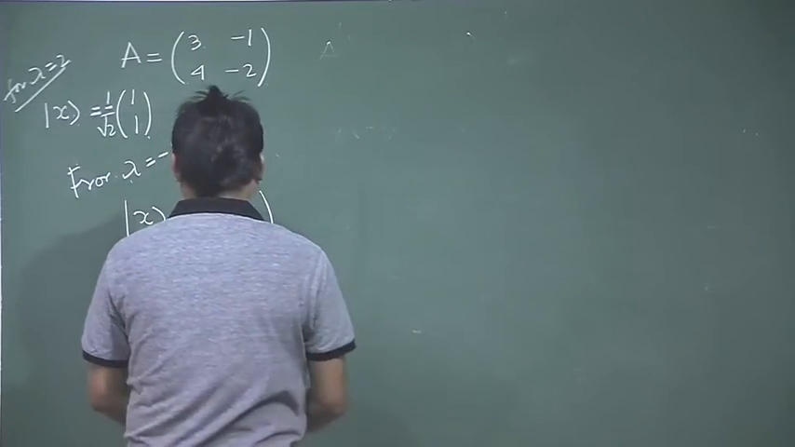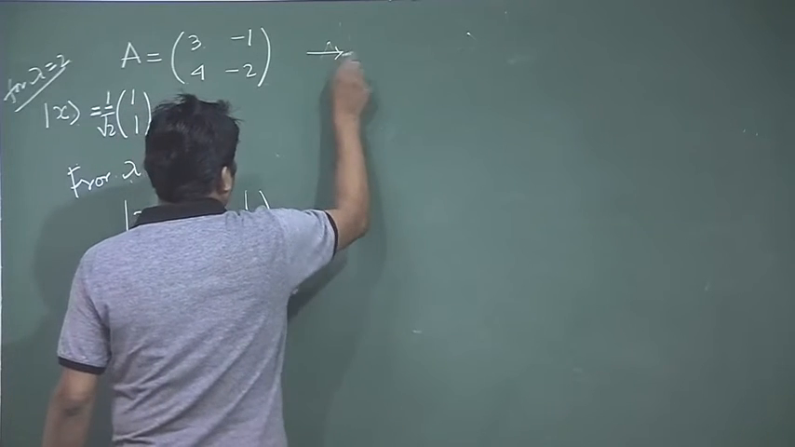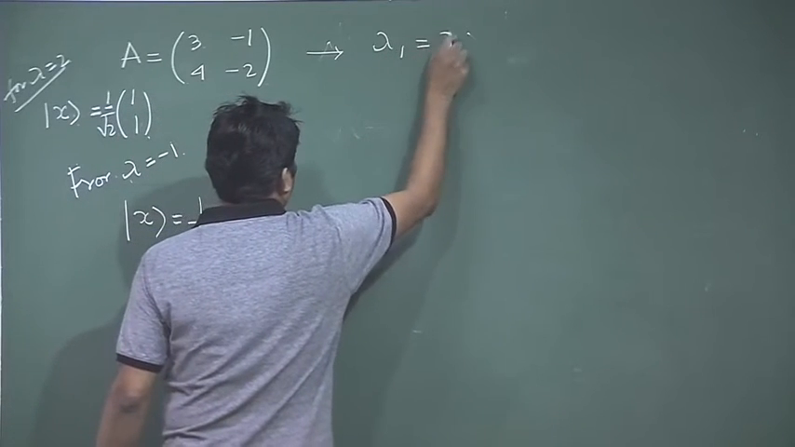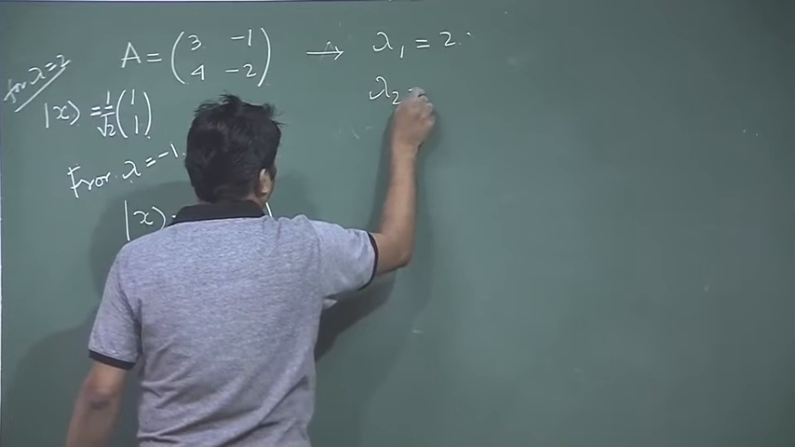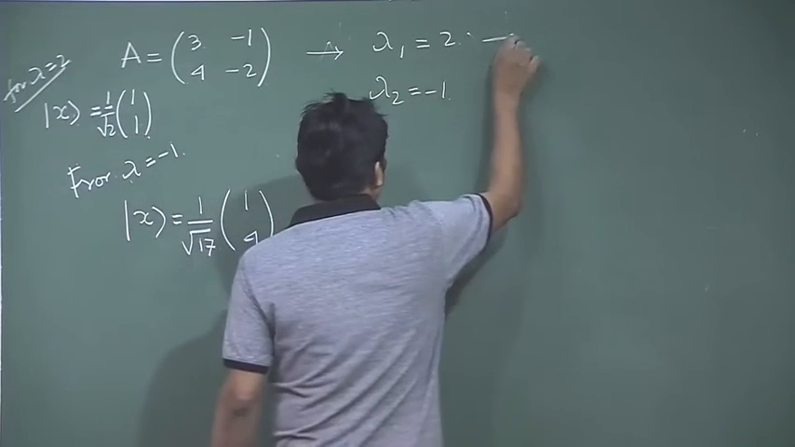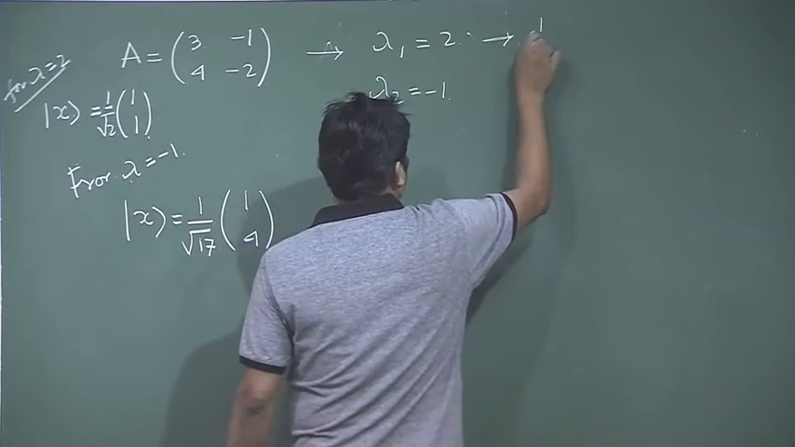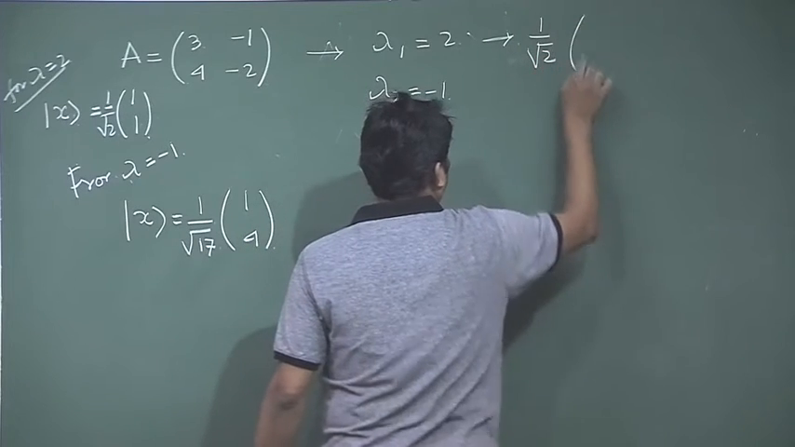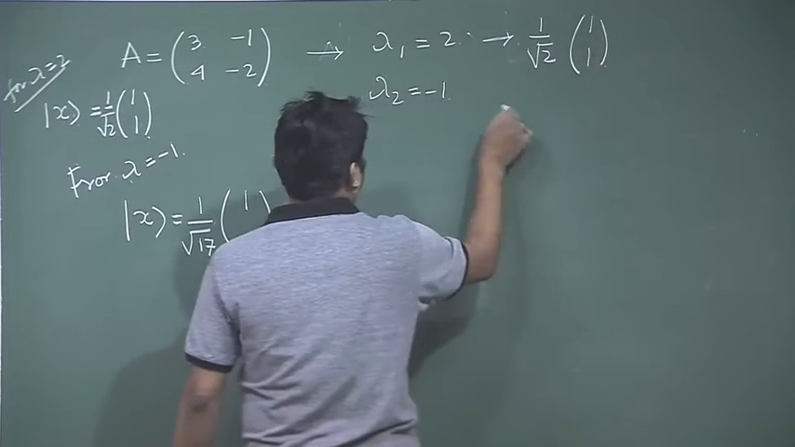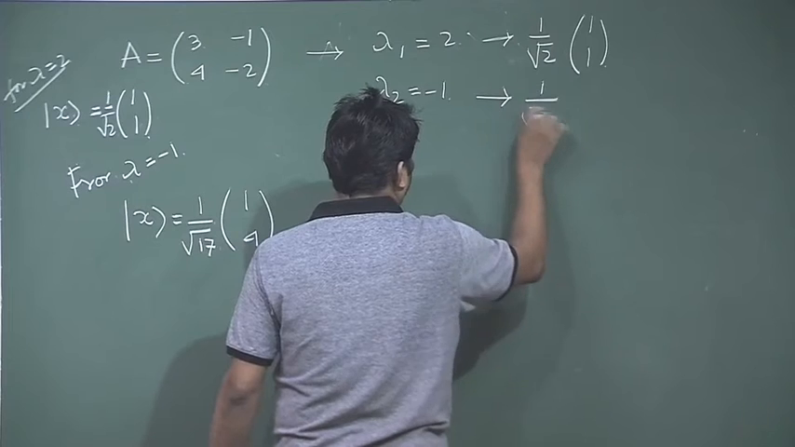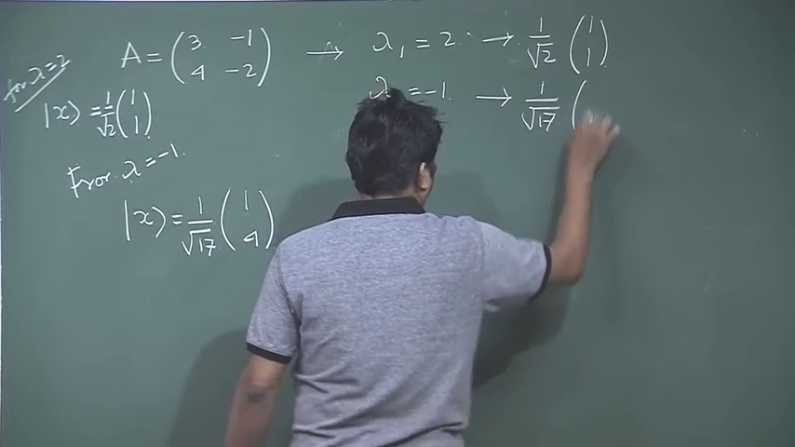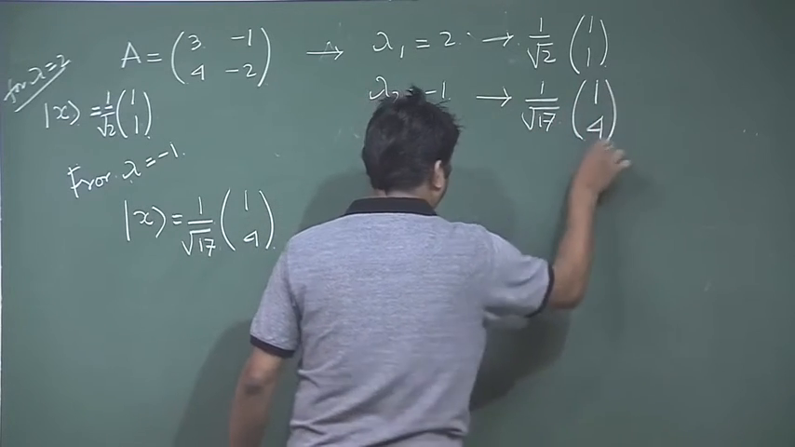So, the final thing is, I have lambda 1 is 2, lambda 2 is -1, and for that I have an eigenvector 1 over root of this, (1, 1), and for the other I will have the normalized one from this.